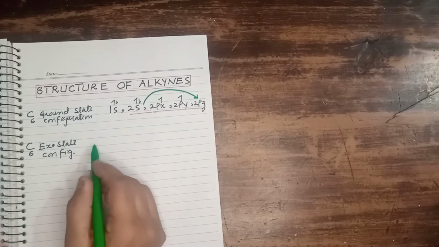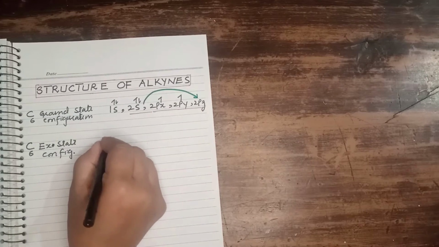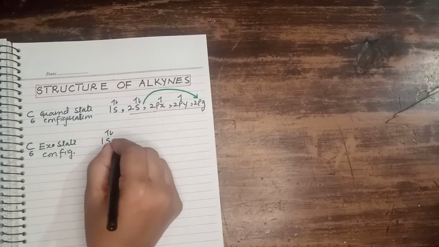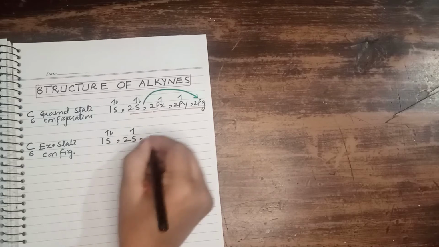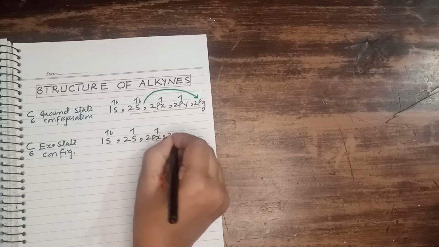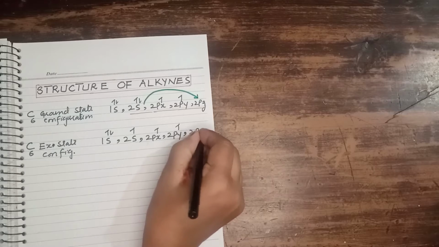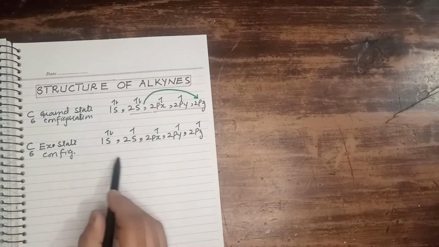So the electron jumps from 2s to the empty 2pz orbital after excitation. So the configuration will be: there are 2 electrons in the core, that is 1s2, while in 2s there is just 1 electron, 2px 1, 2py 1, and in 2pz we have 1 electron. This is the excited state configuration of carbon, right?